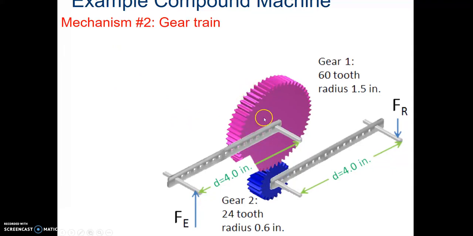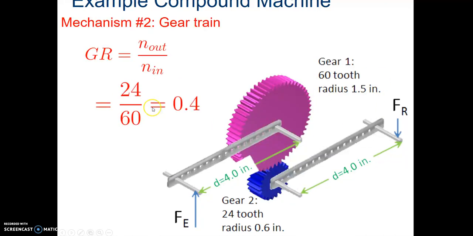Second part, we have a gear train. We have pink gear input, blue gear output. So how do you find the gear ratio of 2 gears? Number of teeth out over number of teeth in. Out is 24, in is 60. 24 over 60 gives us 0.4, or 4 tenths.